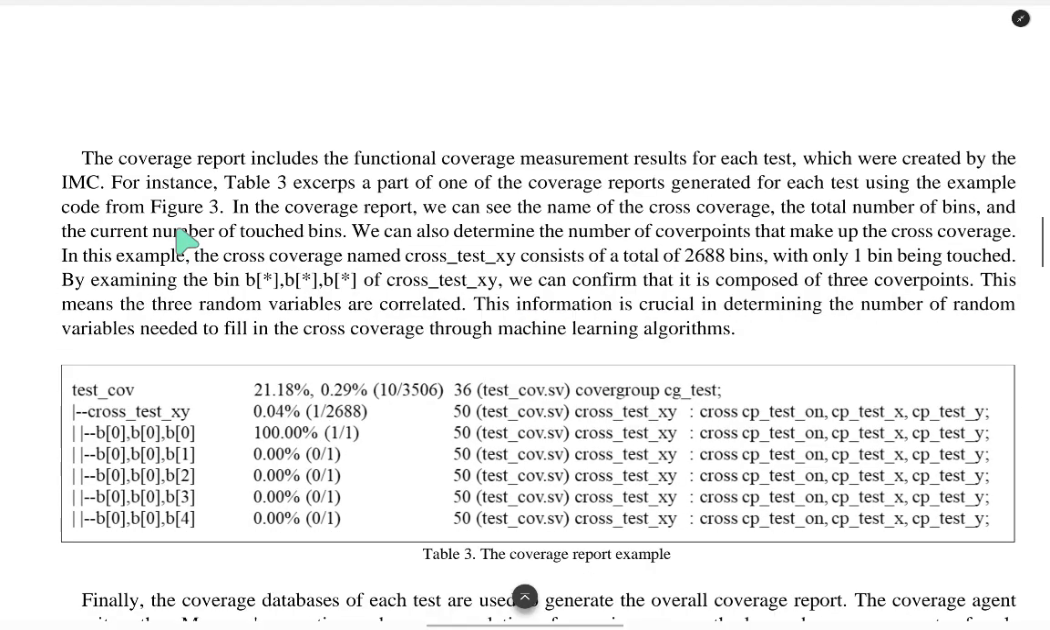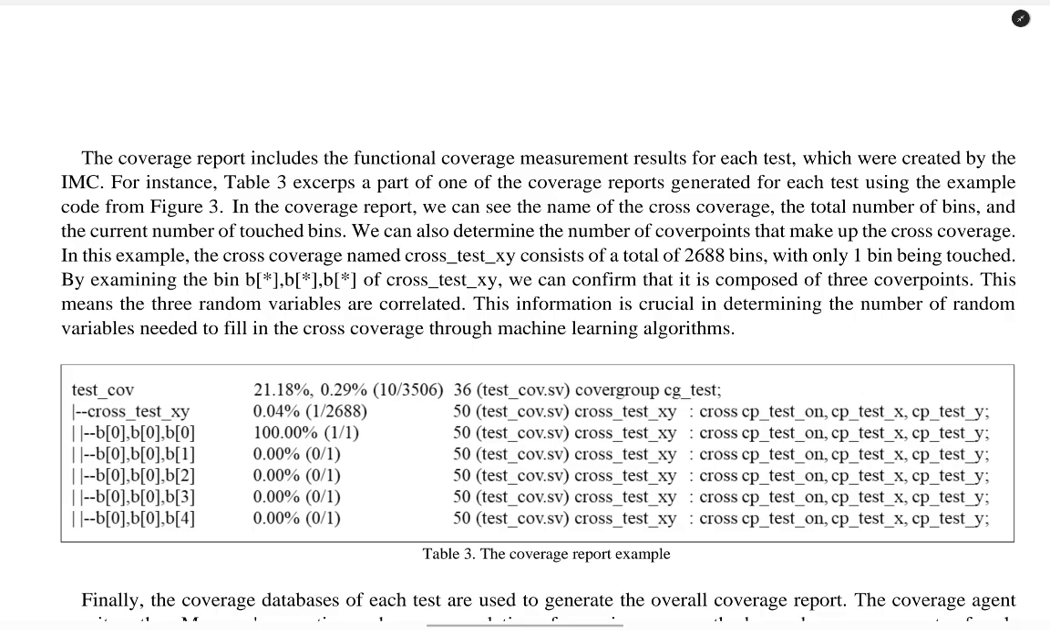So the coverage report includes the functional coverage measurement result for each test, which was created by the IMC. This is a Cadence tool for coverage, Incisive Metrics Center. For instance, Table 3 examines a part of one of the coverage reports generated for each test using the example code from Figure 3.